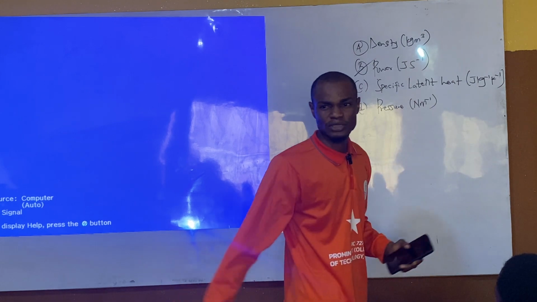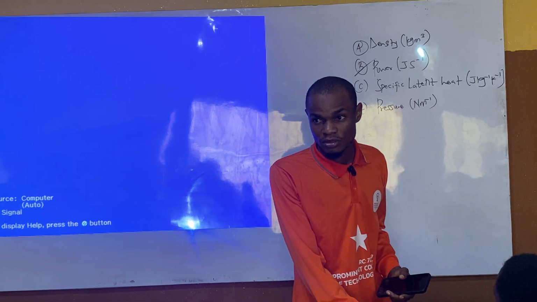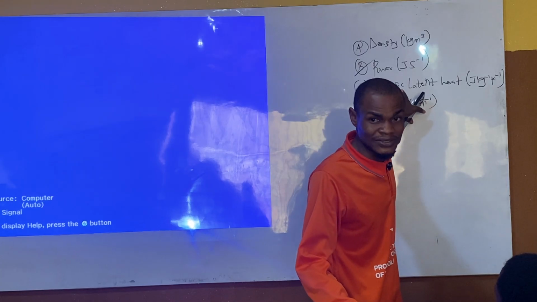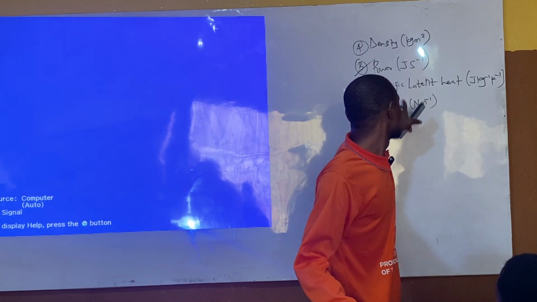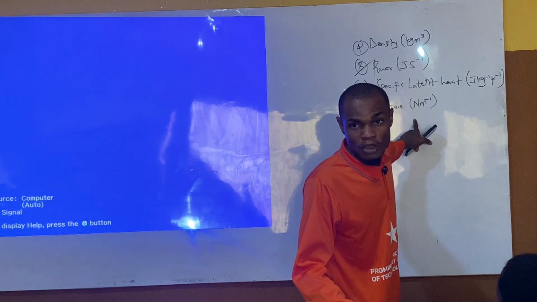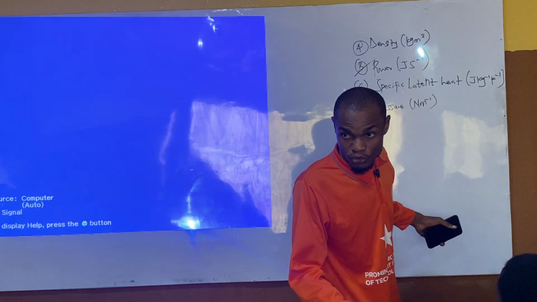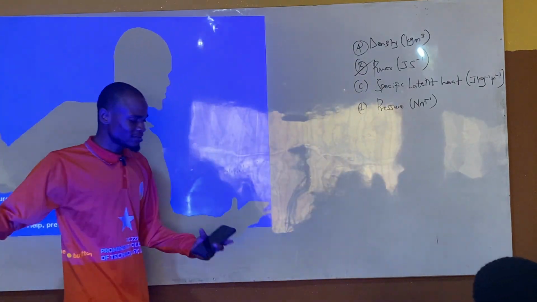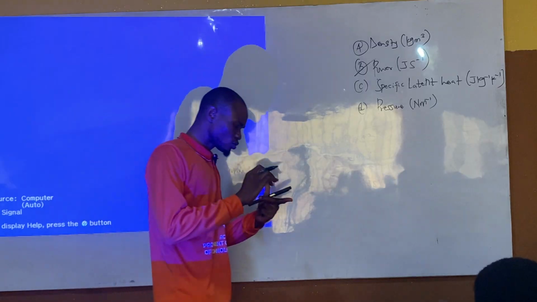You go to the next question straight away. You don't waste your time. It's an objective question. So this one is not correct. Even if you have never seen specific latent heat before, it's not correct. Once you have seen one that is correct, you pick it and go to the next question. Pressure is not correct. What is the unit of pressure? Newton per meter square. You have other units also. So option B is the right one. Next question.